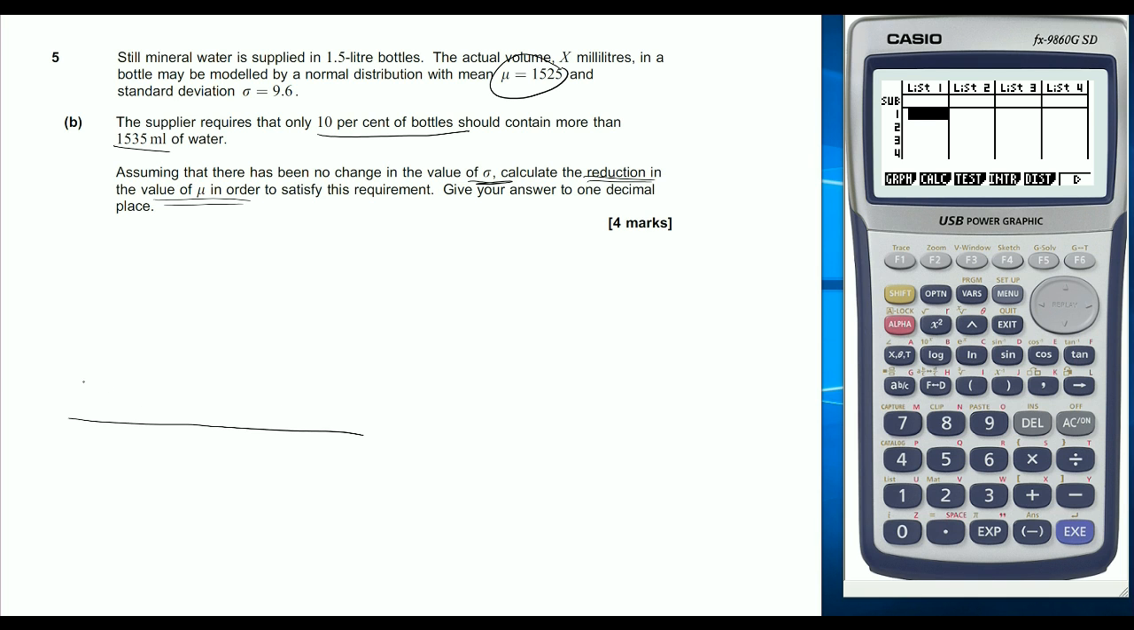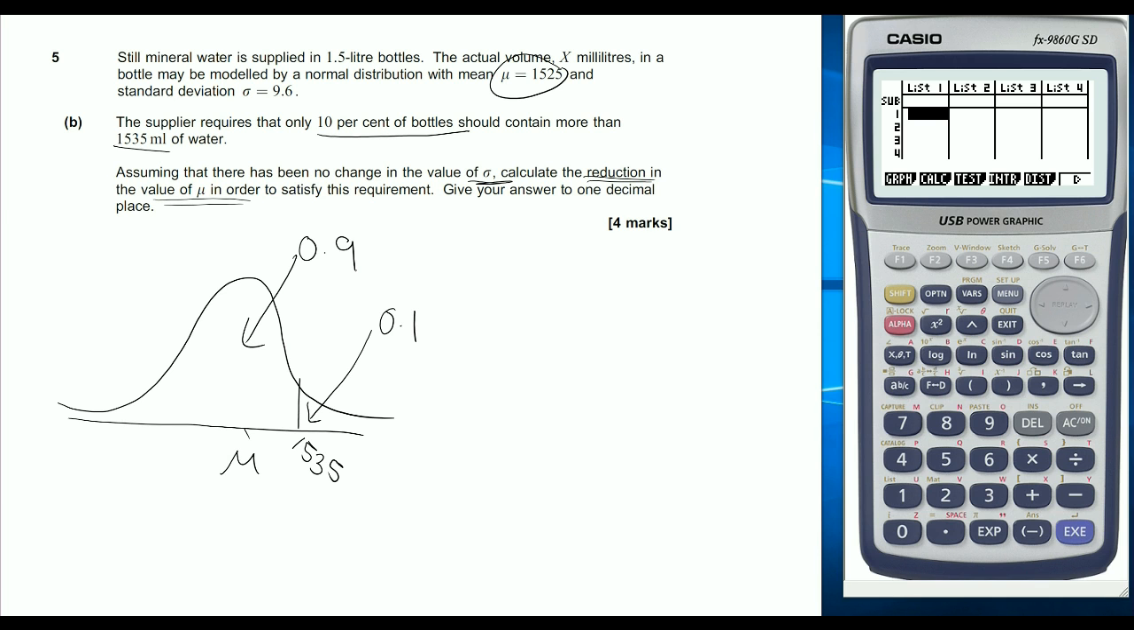So if we just put the information we've been given in the question onto our bell-shaped curve. The mean is the thing we don't know. We know that 1,535 is going to have to be to the right of the mean, because this area here has got to be just 10%, leaving the area to the left of the value to be 90%.